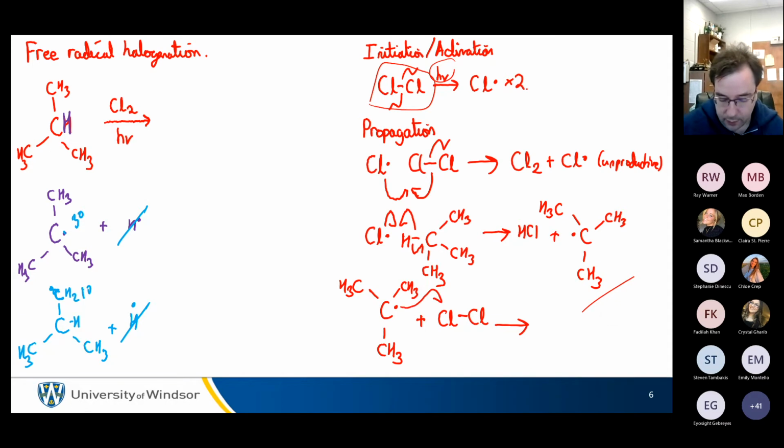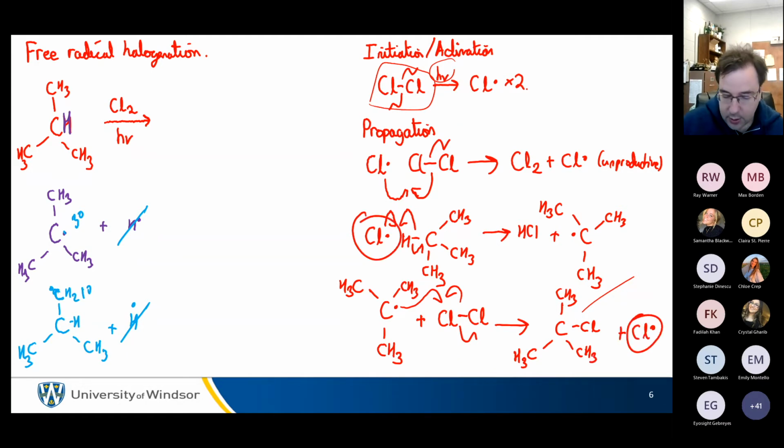Okay. Note, this is where we make our product. And we know we're done propagation when we regenerate the initial radical that came into the sequence from initiation. So initiation gave us a chlorine radical. We have regenerated our chlorine radical.